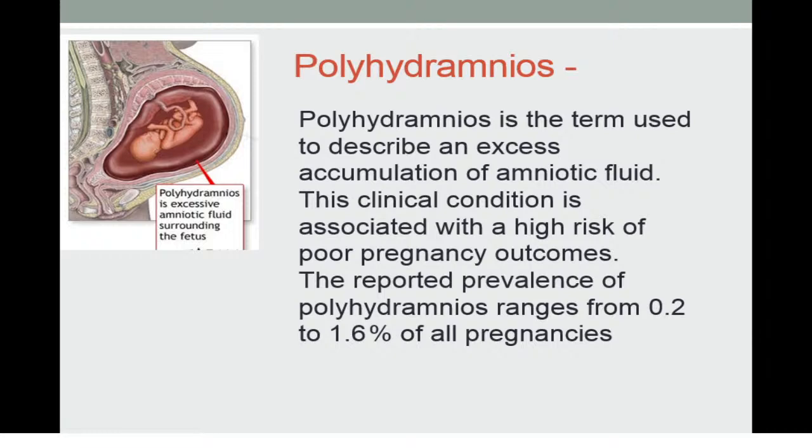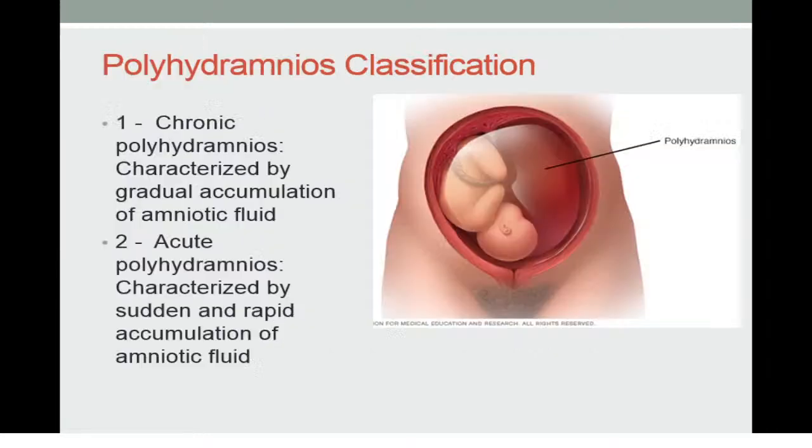First is polyhydramnios. Sometimes the term hydramnios is used for the same situation. Polyhydramnios is a term used to describe an excess accumulation of amniotic fluid. This clinical condition is associated with a high risk of poor pregnancy outcomes. The reported prevalence of polyhydramnios ranges from 0.2 to 1.6% of all pregnancies.